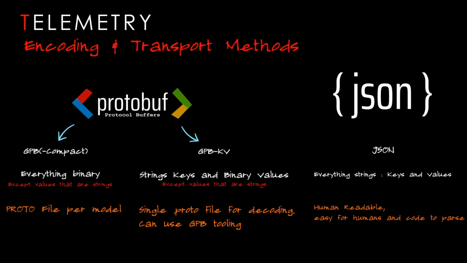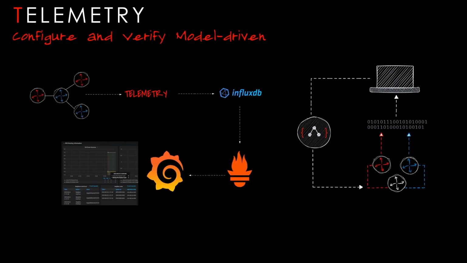You will configure and verify model-driven telemetry in the routers. The routers will send the telemetry data to the pre-installed telemetry collectors. The transport protocols that will be used are gRPC, UDP, and TCP. So we will see how we can configure and verify model-driven telemetry using a telemetry collector, which is InfluxDB and Prometheus. And then we will use Grafana to visualize the graphs. So now we'll see how we configure model-driven telemetry and verify it.